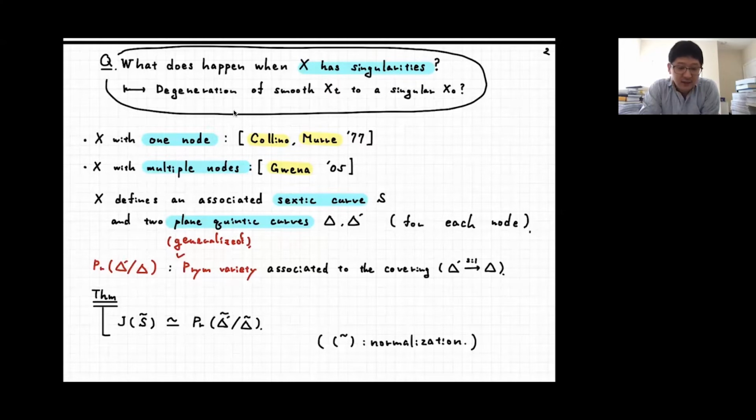And anyway, you claim that the Jacobian of this curve is isomorphic to this Prym variety, right? The Prym variety of the normalizations. I see. Yeah, thank you very much.